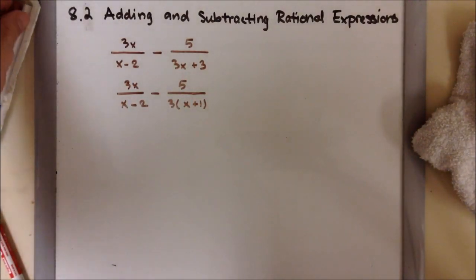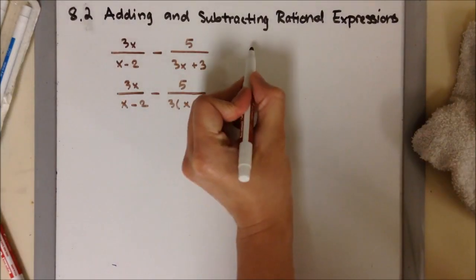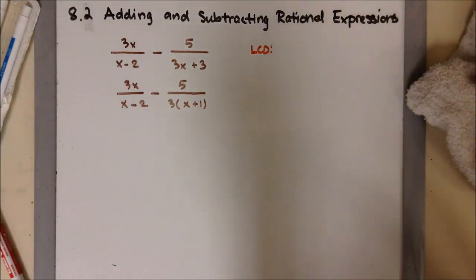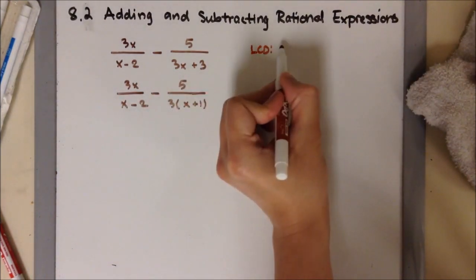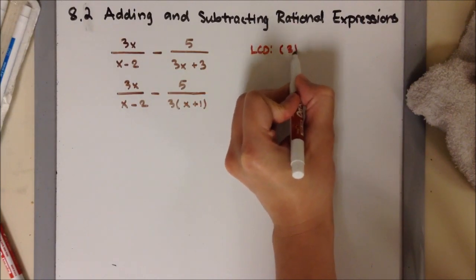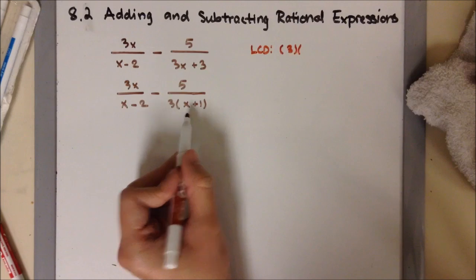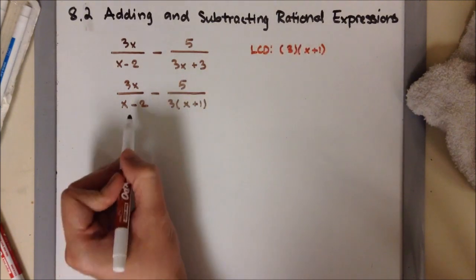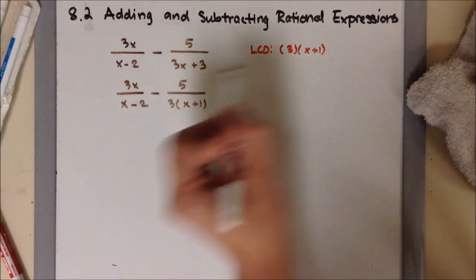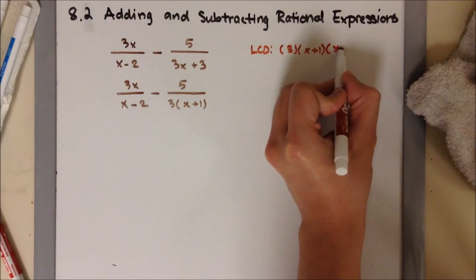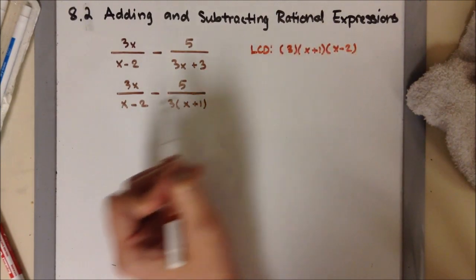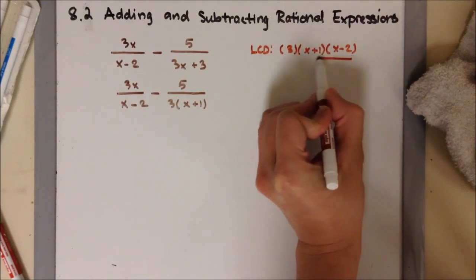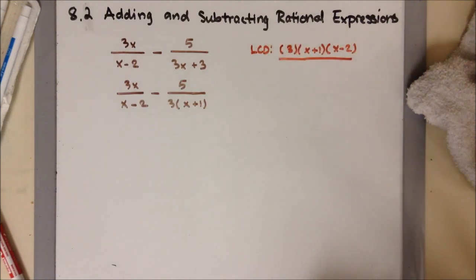Now let's formulate our LCD. I want to identify if we have any single numbers, which we do, the 3, so I'm going to put the 3 first. Now, the second fraction has the x plus 1, so I'm going to include the x plus 1. That's a separate factor. The first fraction has the x minus 2, so I'm going to include that in the LCD. So I finished getting all the factors and formulating our LCD, and I'm going to keep it in this form. This will be the final form that you're going to use in the final answer.